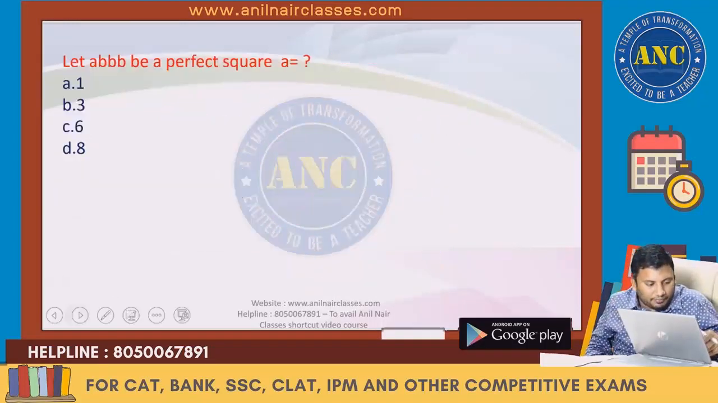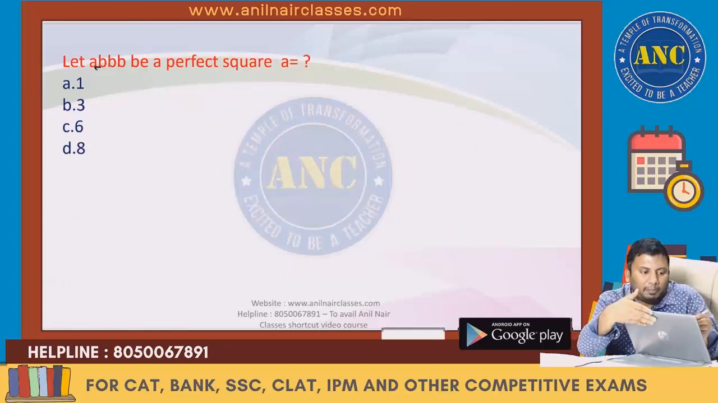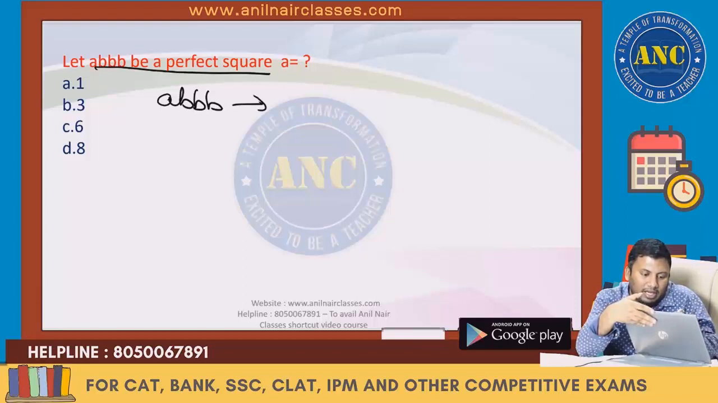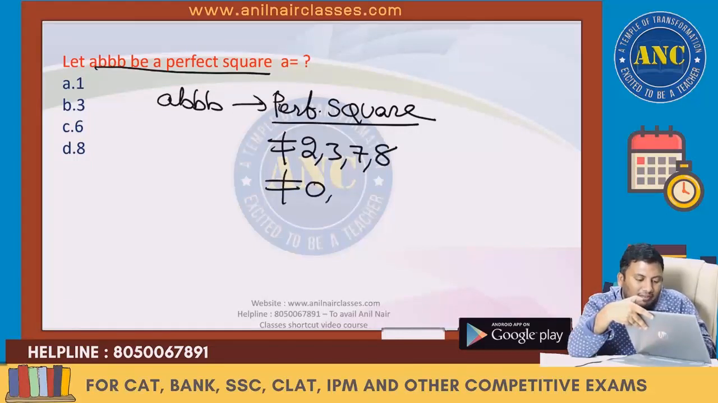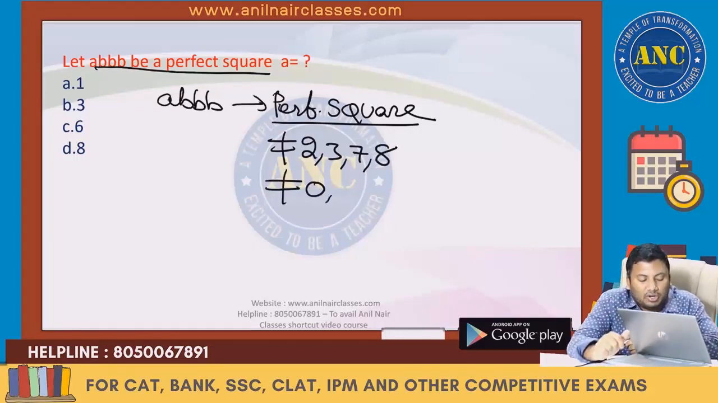Next one. Let A triple B be a perfect square. Another beautiful question, sir. A triple B is a perfect square. Perfect square never ends with 2, 3, 7 or 8. A perfect square can never end with 0; 3 zeros I will get, not possible.